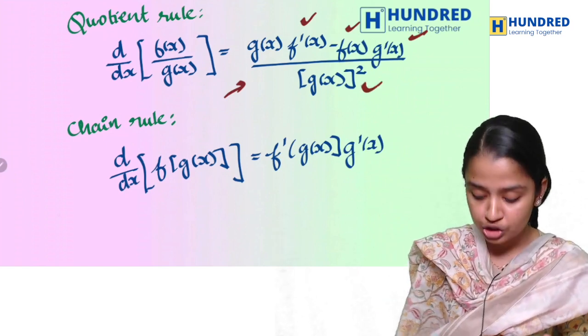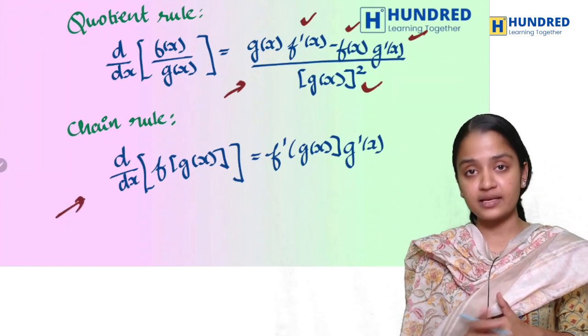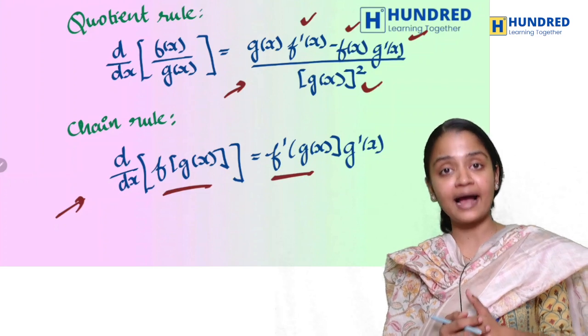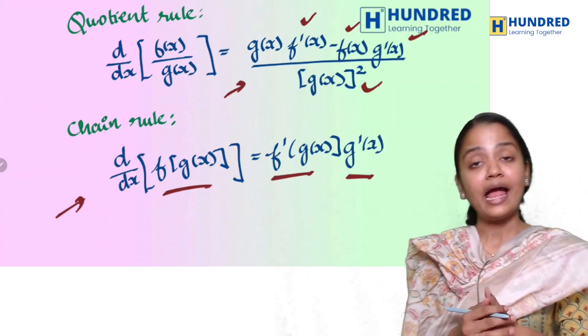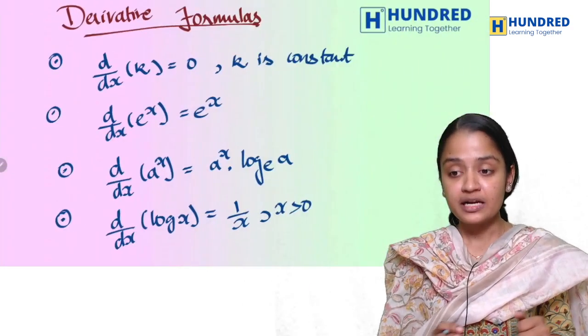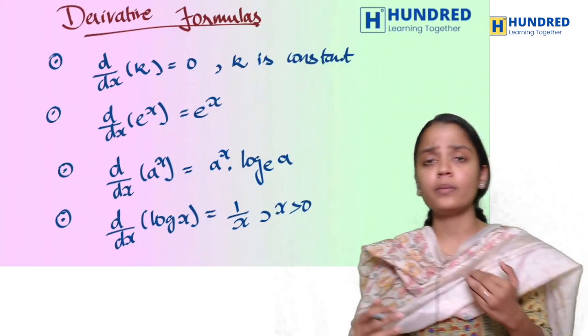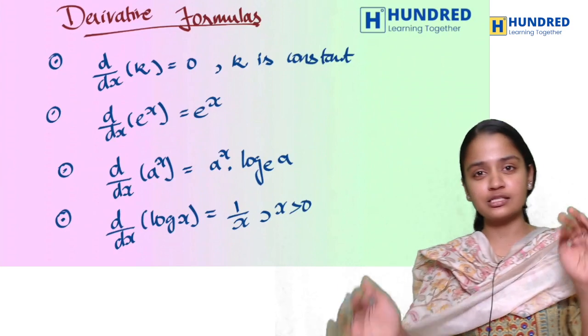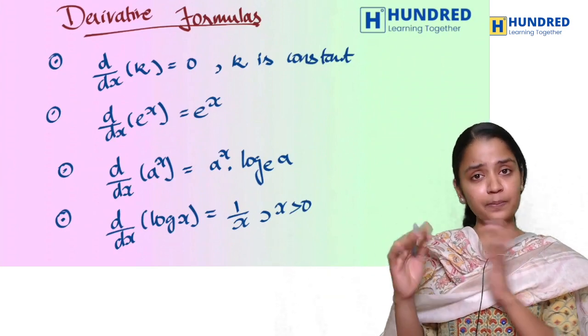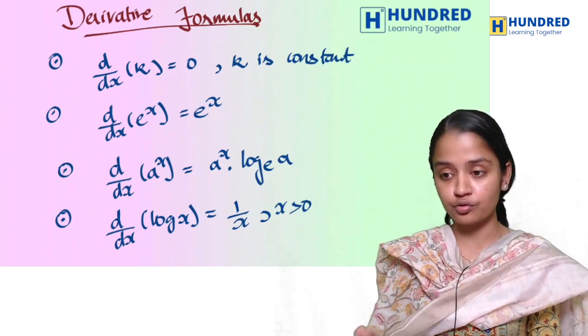Okay, now chain rule. Chain rule is basically, when you differentiate it, f dash of g of x into g dash of x. So this is the chain rule formula. Okay, now these are the basic formulas which you have to know. I have just listed a few formulas. Other complicated formulas I haven't listed, but the basic few formulas which you have to know, I have listed.